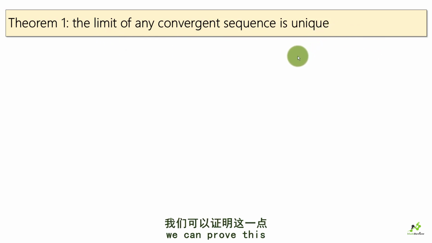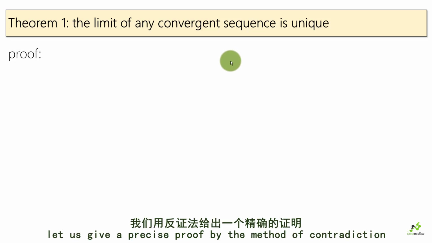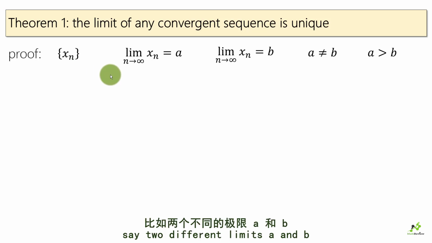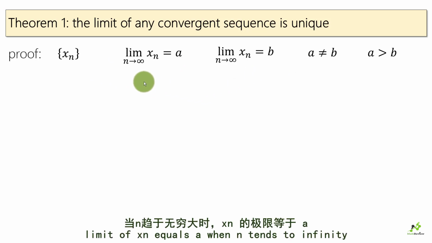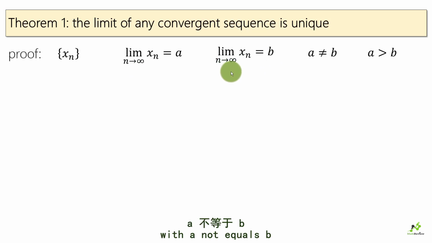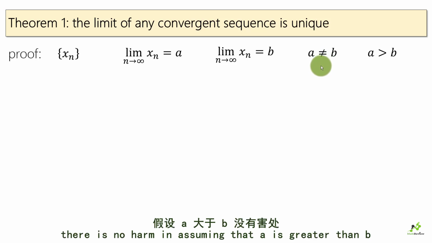We can prove this. Proof. Let us give a precise proof by the method of contradiction. Assume that the sequence xn has more than one limit, say two different limits, a and b. That is, limit of xn equals a when n tends to infinity, and limit of xn equals b when n tends to infinity, with a not equal to b. There is no harm in assuming that a is greater than b.